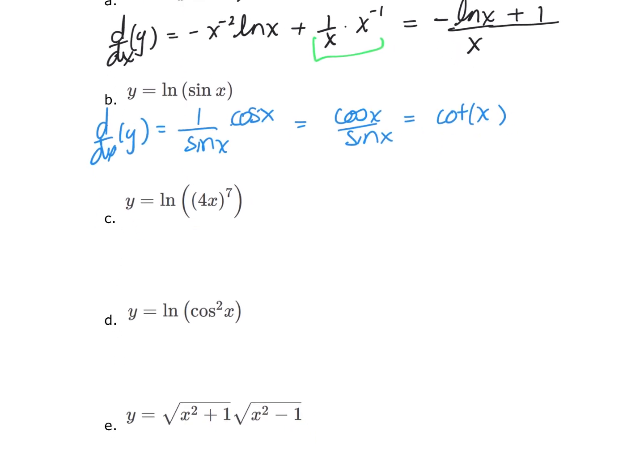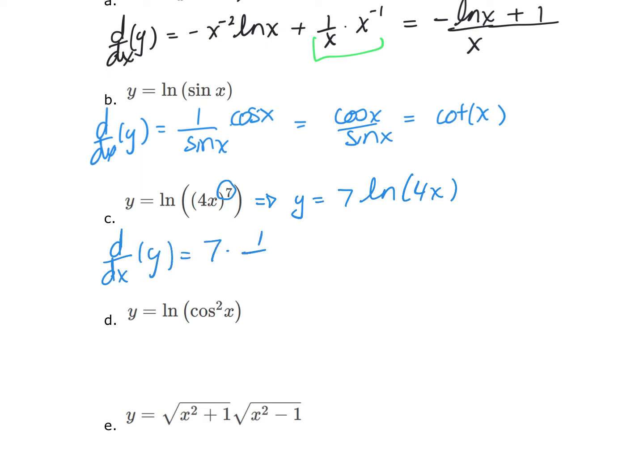On c, what I'm going to do is bring that 7 out front using the laws of logs. So I'm going to bring this 7 out front first. So this is going to give me y is equal to 7, the natural log of 4x. Now when I take this derivative, d dx of y, this will give me 7 multiplied by 1 over 4x multiplied by 4, which just gives me 7 over x.